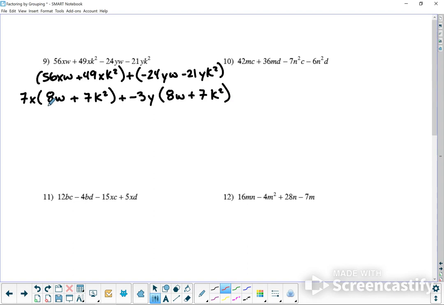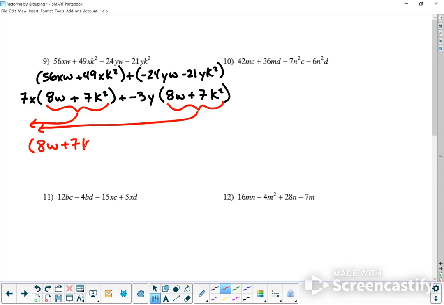So we're going to go ahead and take this and factor it out. So what did we factor out? We factored out the 8w plus 7k squared. Okay, and we have left over the 7x minus 3y. Okay, next.